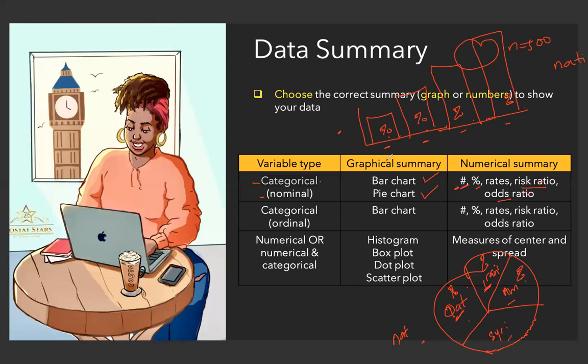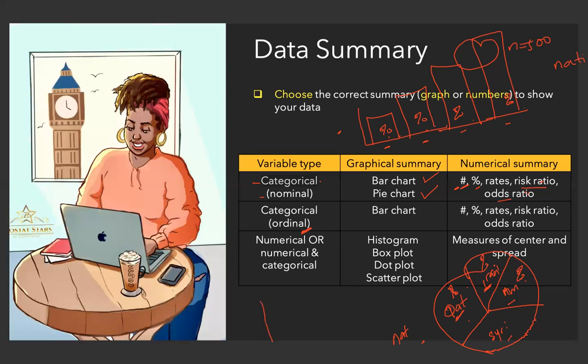Okay, so this is about the bar chart and the pie chart. Now, this is for categorical nominal. When we have an ordinal categorical variable, technically you could use a pie chart, right? There's no rule that says you cannot choose a pie chart. You could, but what is the best way to show an ordinal variable?